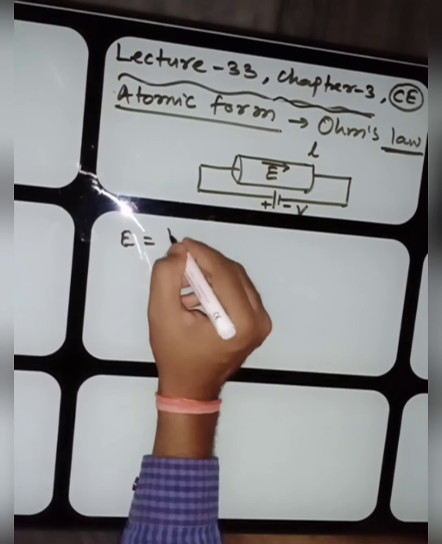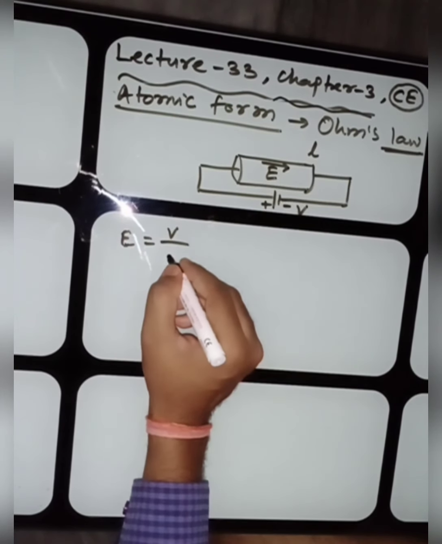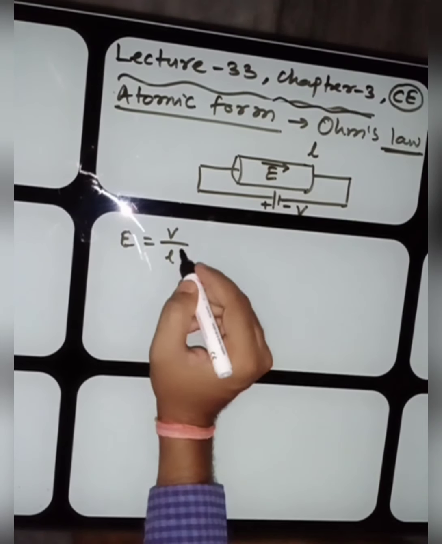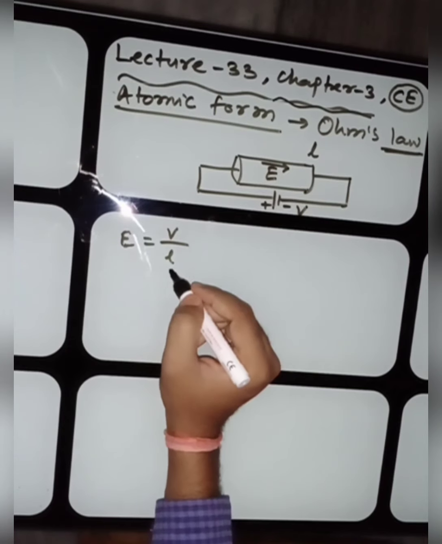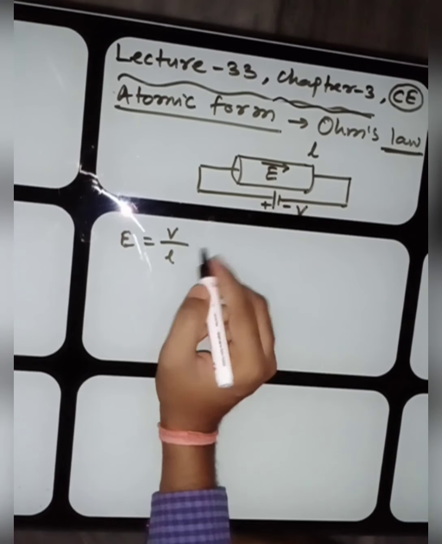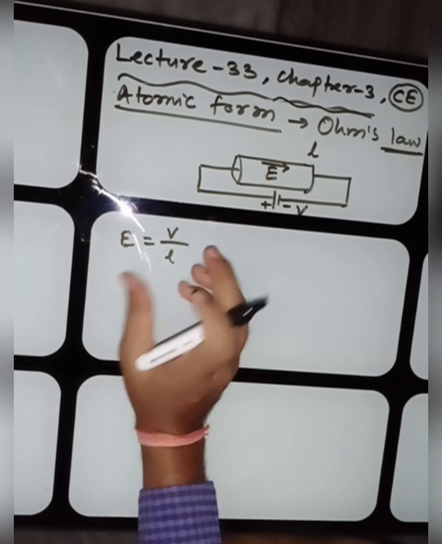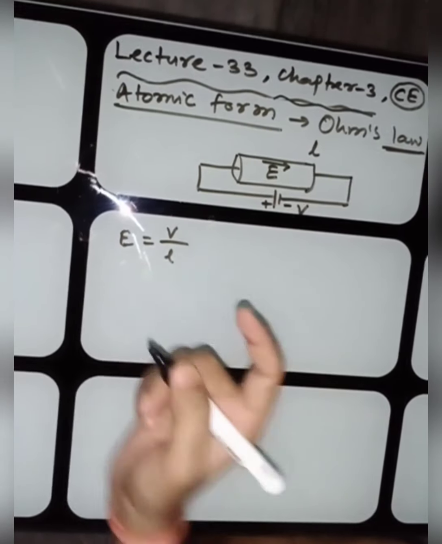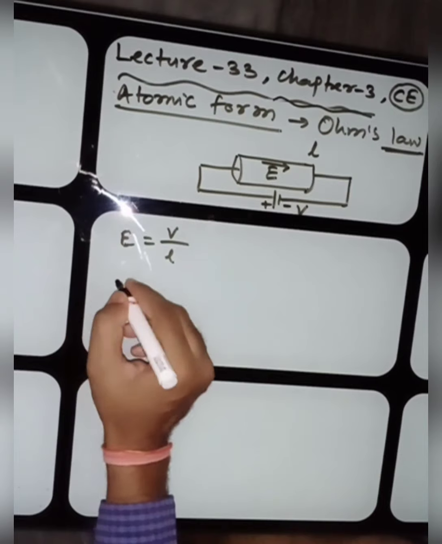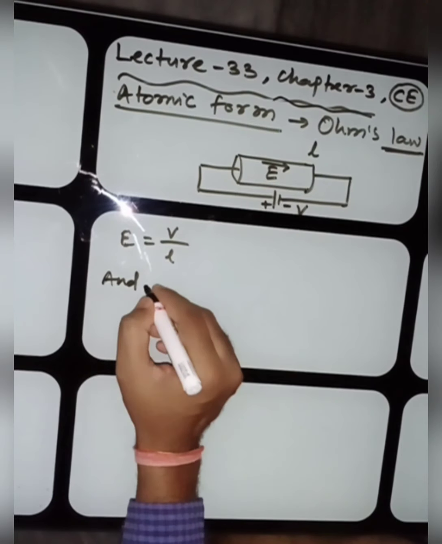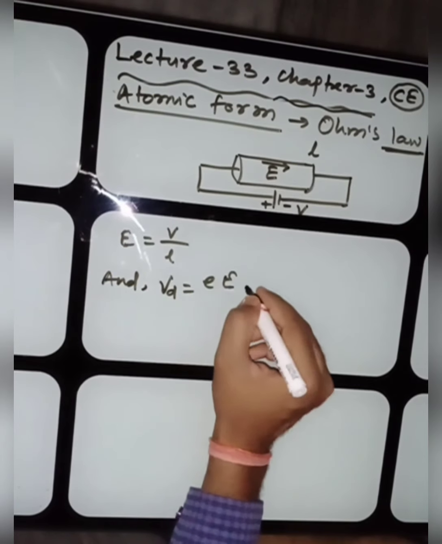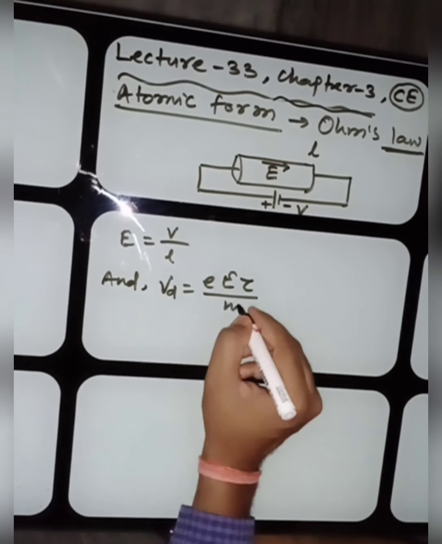E equals V, that is the potential per unit length L. Actually it was written E = -dV/dx. That minus sign we are using over here as the magnitude. E is equal to V by L, and we know already, my dear student, that our drift speed is eτ/m, we know.